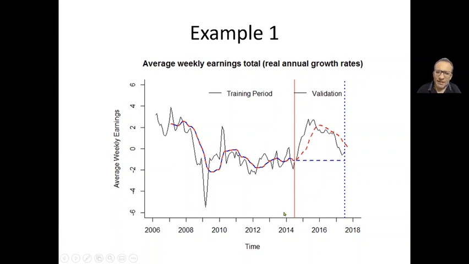This graph is interesting because, as you can see, the partition is in this red line. This partition differentiates the training period, which is all this section, and the validation period. This is my first forecast, and this red line is my second forecast. The black line is the actual values.